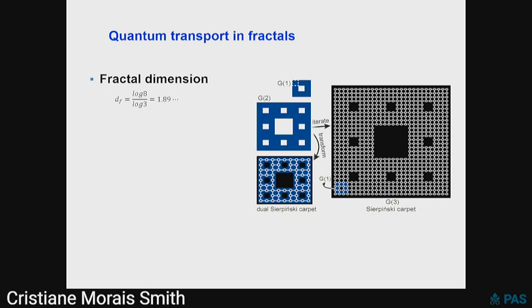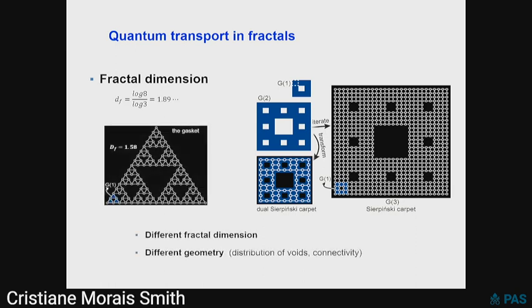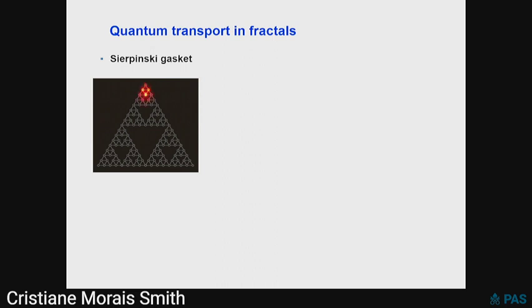In addition to that one, we also investigated the dual Sierpinski carpet, which now has dots where you had filled squares before. It's important because it has the same fractal dimension, but a different distribution of voids. So we investigate all these 3 structures, and now you see the photons.